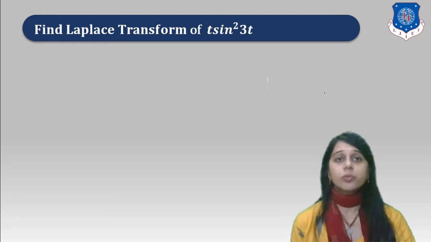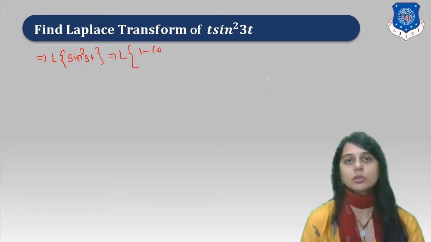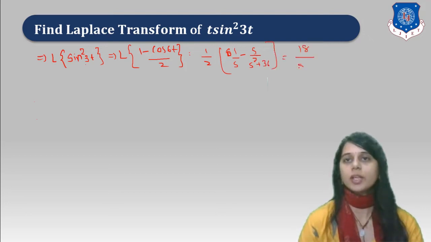Next, find the Laplace transform of t sine square theta. First of all, step 1, find Laplace of sine square theta. By the trigonometric formula, we get Laplace of (1 minus cos 6 theta) by 2. So the answer is 1 by 2 times (1 by s minus s upon s square plus 36). Taking LCM, we get 18 upon s into s square plus 36 as the answer.